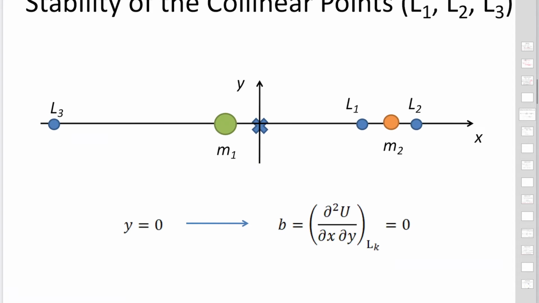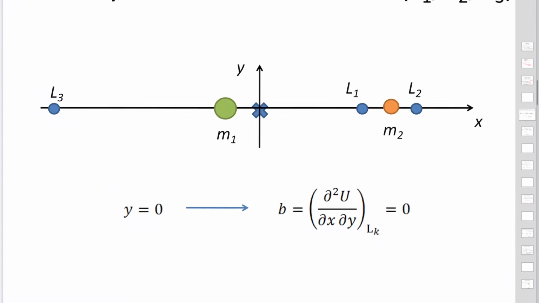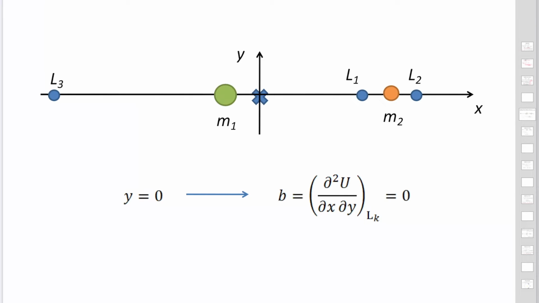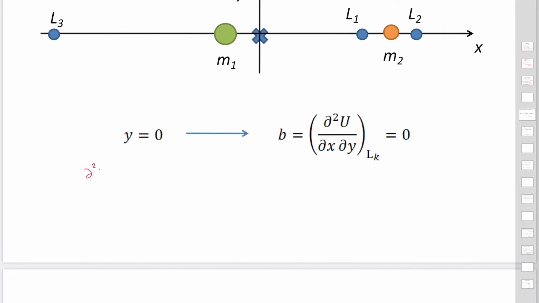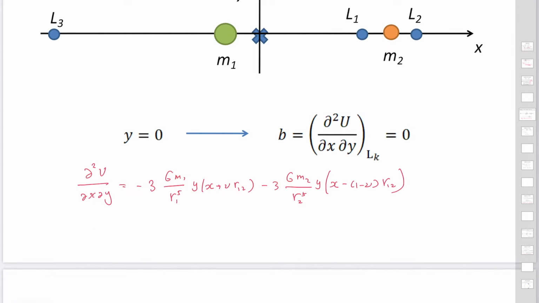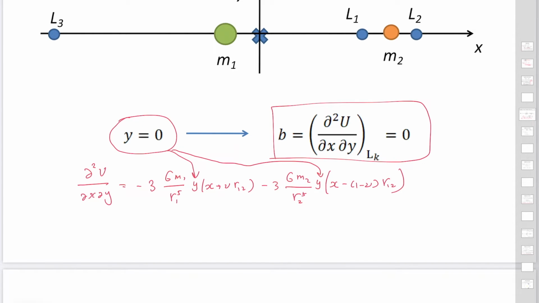For the case of the collinear points L sub 1, L sub 2, L sub 3, we should calculate b, the second derivative with respect to x and y. Since y equals 0 here, this is 0. So this means b is 0. At the collinear points, b is always 0.